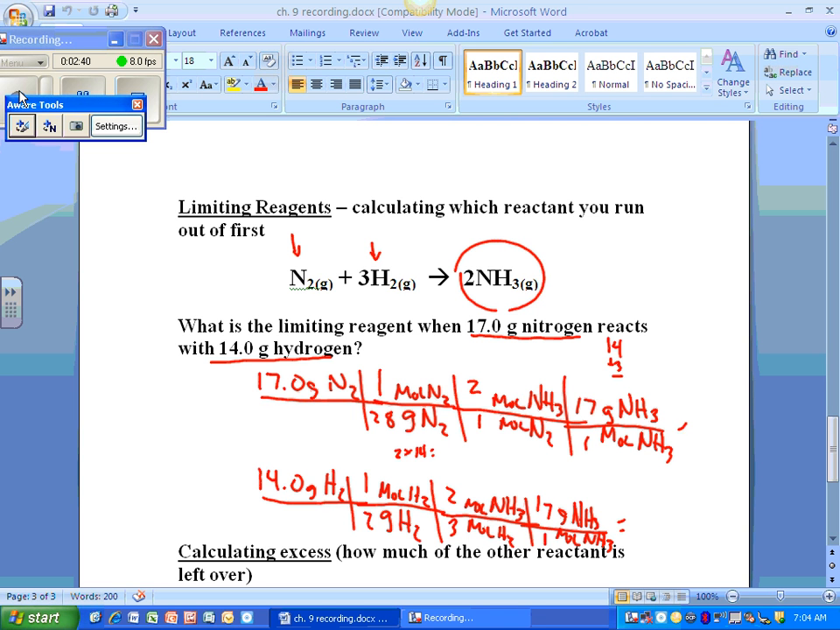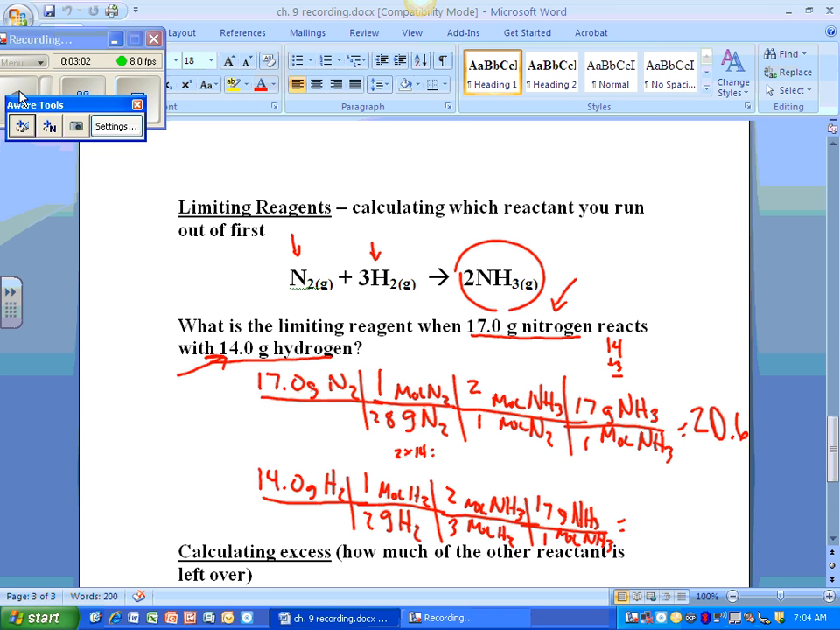Now, if you look at the problem, you might be inclined to say that you're going to run out of hydrogen first because I have more nitrogen. I have 17 grams and hydrogen's only 14 grams. However, if you do the math on here, you're going to end up with, it's actually 20.6.